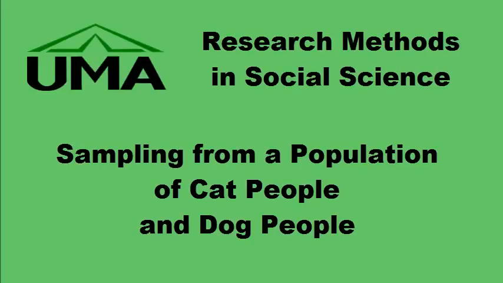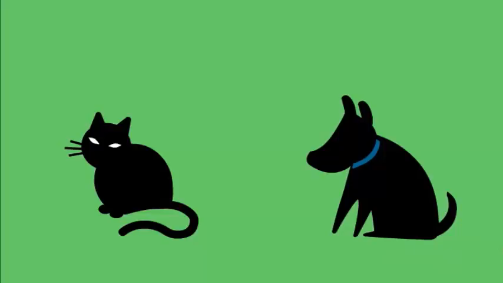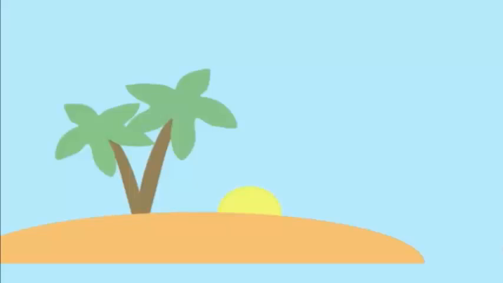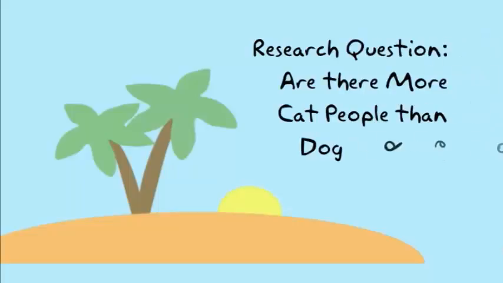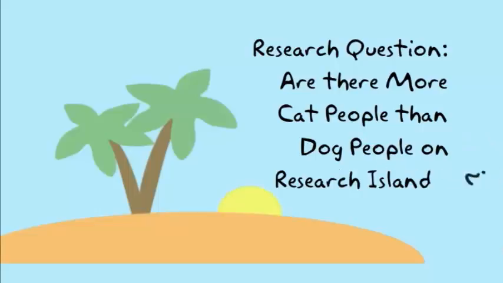The subject of sampling can seem scary, so let's make it friendly. Let's think about the world we live in, in which there are two kinds of people: cat people and dog people. Let's further imagine we're on a tropical research island, and on this island we have a question. Are there more cat people than dog people on Research Island?